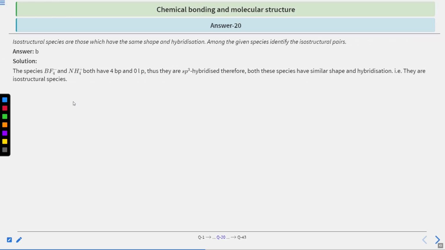Okay, so the correct answer is option B. The species BF4 negative and NH4 positive both have 4 bond pairs and 0 lone pair. Thus, they are sp3 hybridized. Therefore, both these species have similar shape and hybridization. That is, they are isostructural species. Hence, option B is the correct answer.